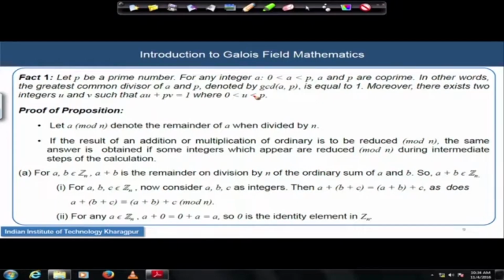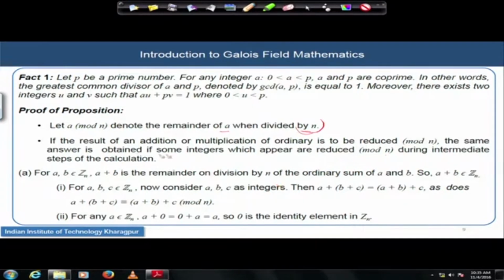So now we will come back to the proof of the proposition that we did in the last slide. Let a mod n denote the remainder of a when it is divided by the number n. If the result of an ordinary addition or multiplication is to be reduced mod n, then the same answer is obtained if some integers which appear are reduced mod n during the intermediate steps of the calculation.